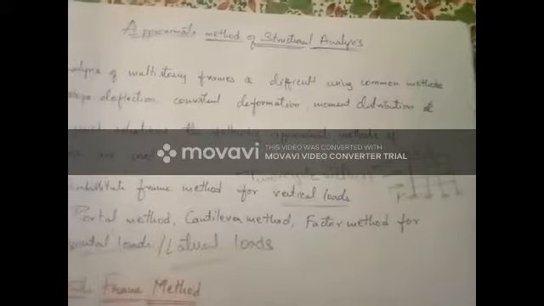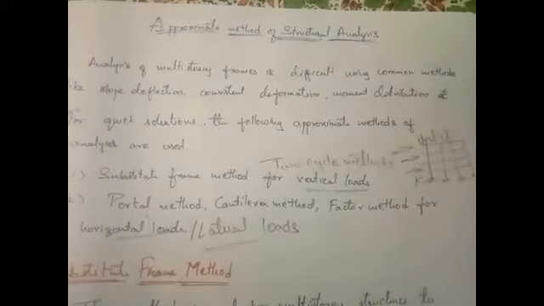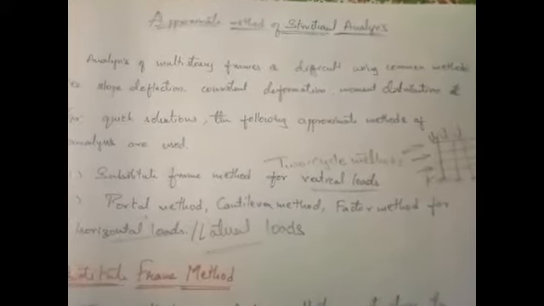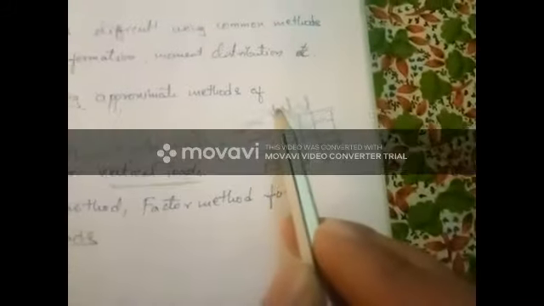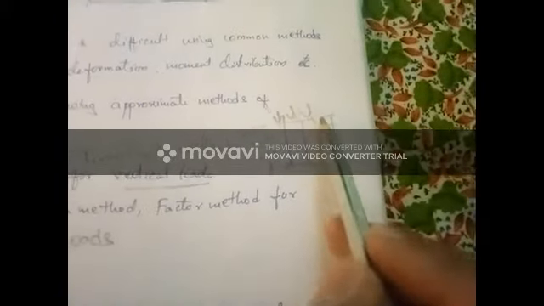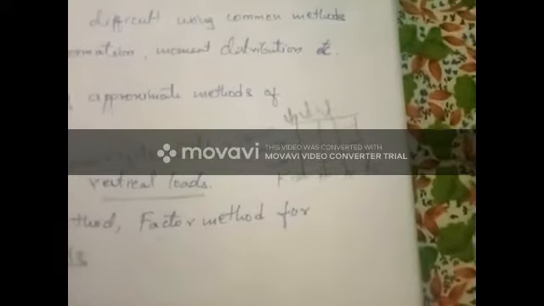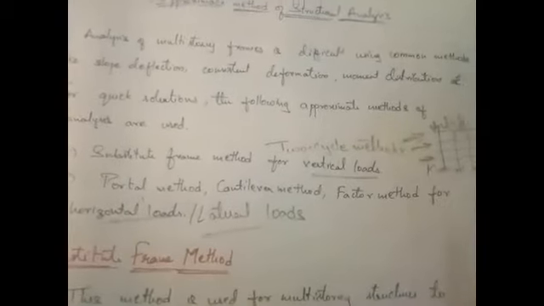So in this case, we are going for the approximate method of analysis. Actually, the approximate methods of analysis are classified based on two loads. One is the vertical loading that is acting towards the ground, or you call it gravity loads. Vertical loads are gravity loads, and the next load is horizontal loads or lateral loads. So based on the type of loading, these analyses are done.